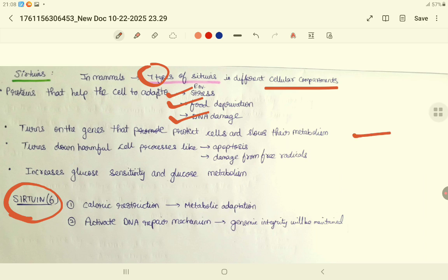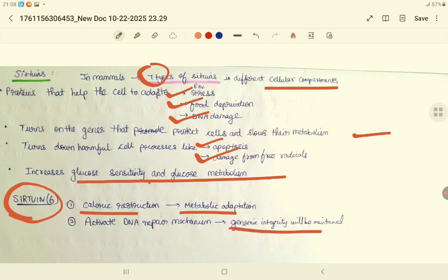They turn down harmful processes like apoptosis and damage from free radicals. They increase glucose sensitivity and glucose metabolism. Right, so they basically help the cell not to die, so cellular senescence can be prevented. Sirtuins also enable caloric restriction, which is a metabolic adaptation, and they also maintain genomic integrity by activating the DNA repair mechanism.